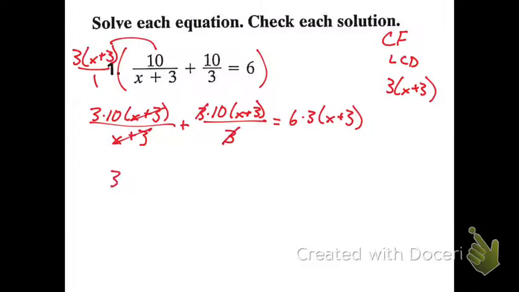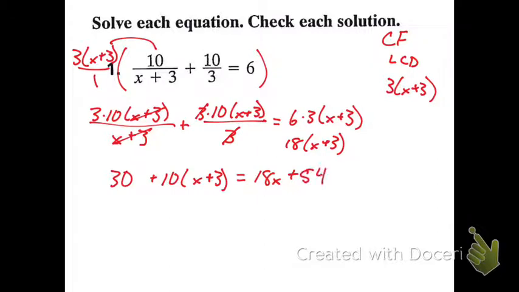So real quick, we have 30 plus 10 parentheses x plus 3. And that's equal to, let's see here, 18 times x plus 3. So I'll make this 18x plus 48. No, this can't be 48. 54. There we go.